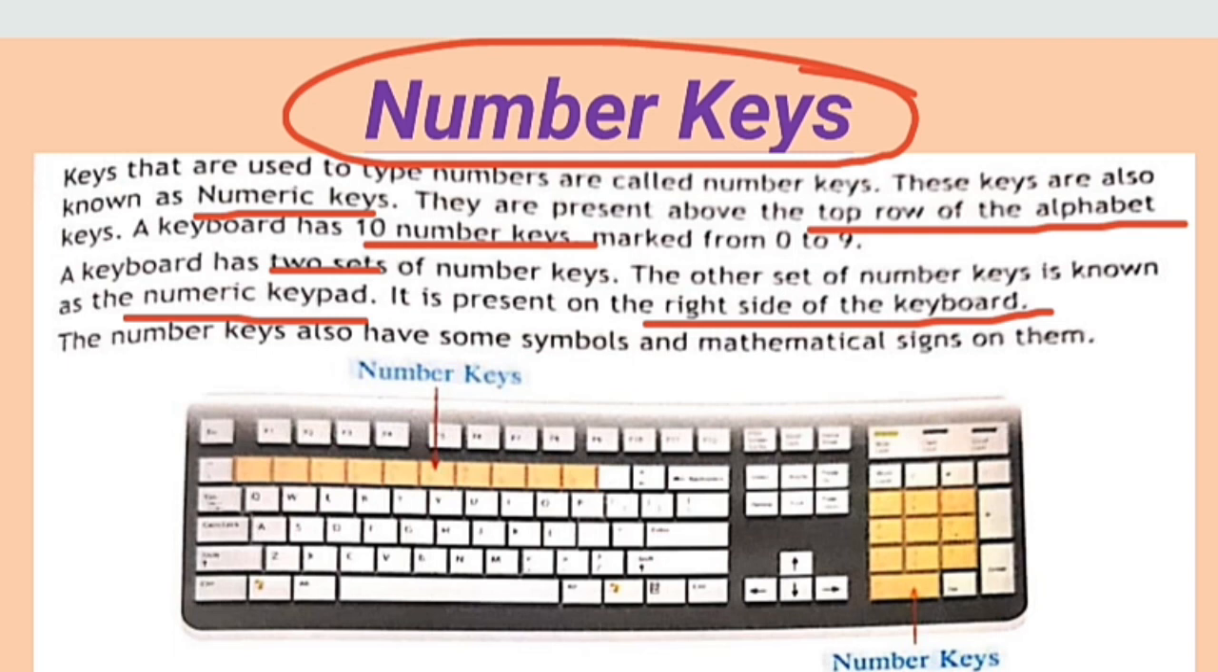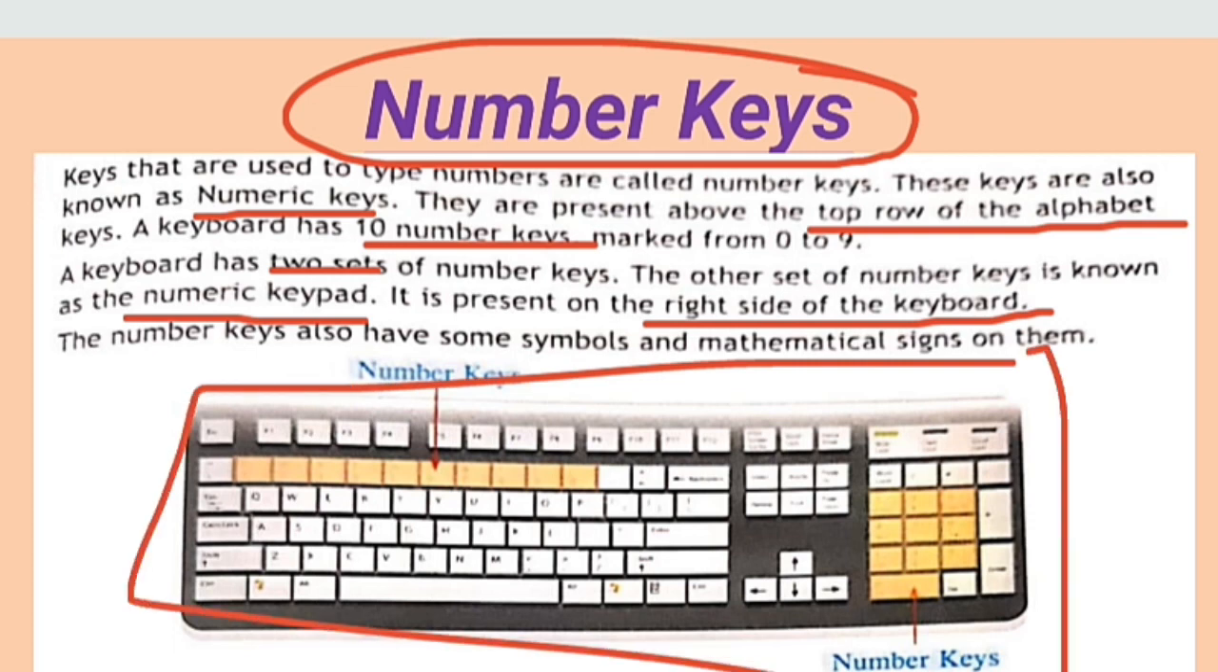Now see in this figure. First I told you one set is at the top of the alphabet keys. This yellow set is at the top of the alphabet keys. These are the alphabet keys, and above them the number keys are there. They are from 0 to 9, or on the keyboard it is written 1 2 3 4 5 6 7 8 9, and in the last it's 0. So we can say from 1 to 0. One set is this, and the second set is the numeric keypad.